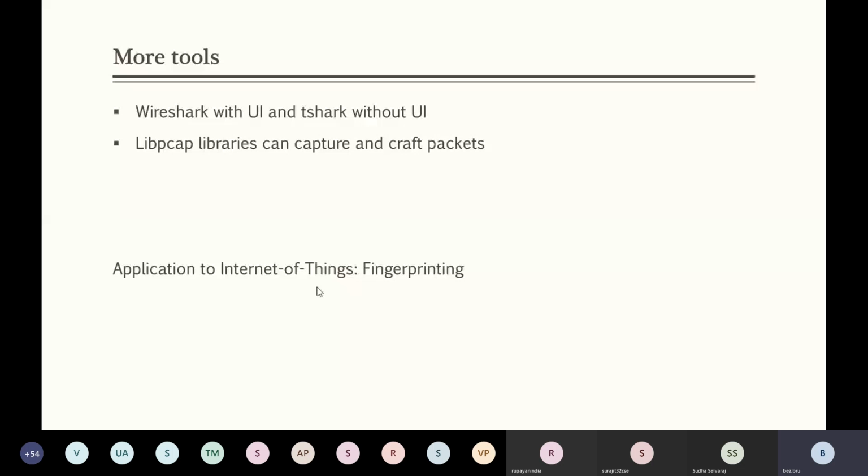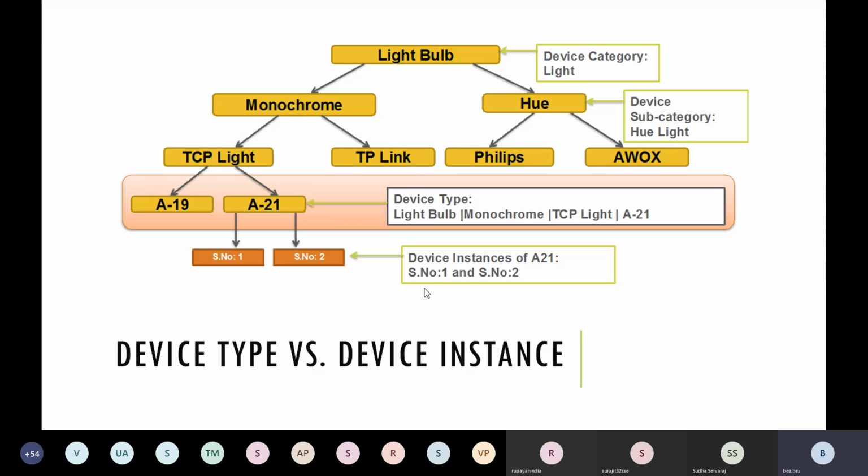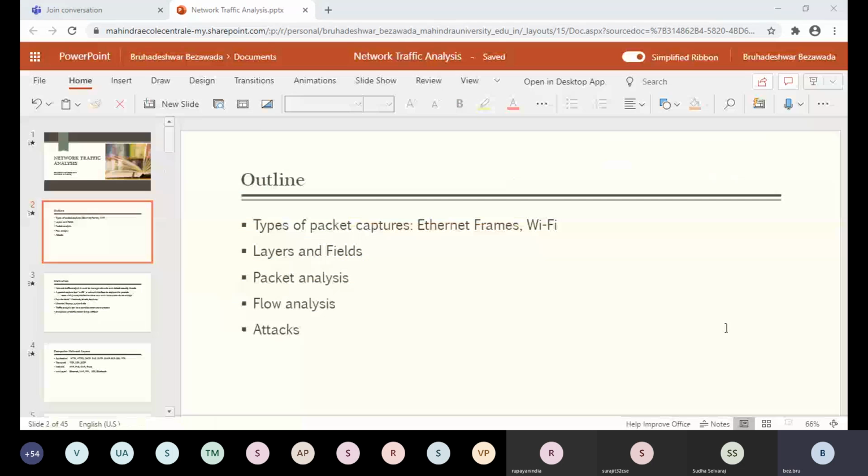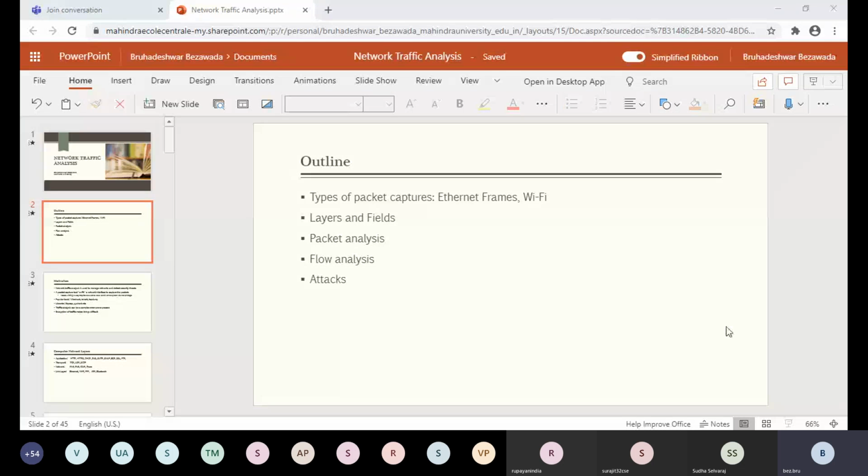What I want to talk about is the work we have done in Internet of Things, which involves a lot of network traffic analysis, and applies to solving a special problem called fingerprinting. I could just stop here to pause for any questions. So, any questions anyone has?